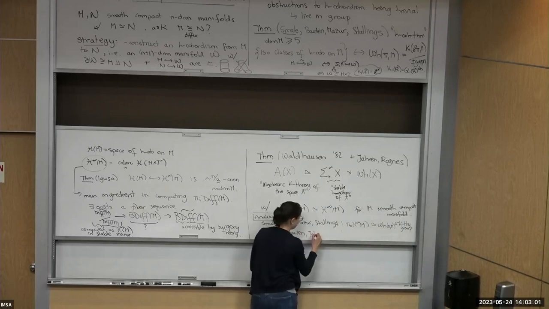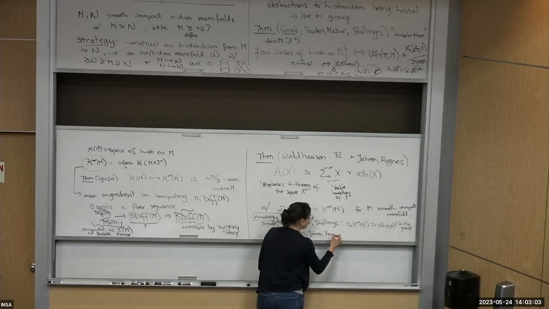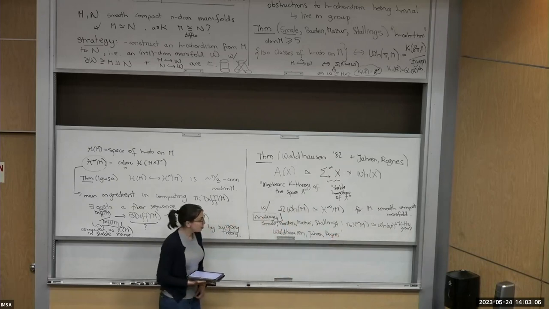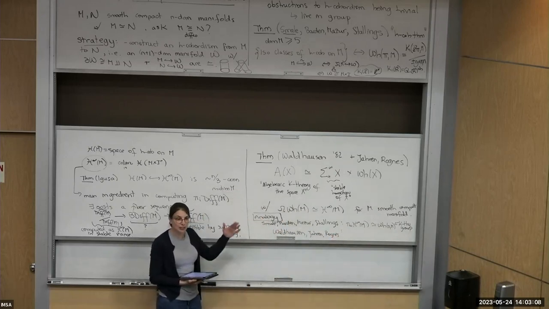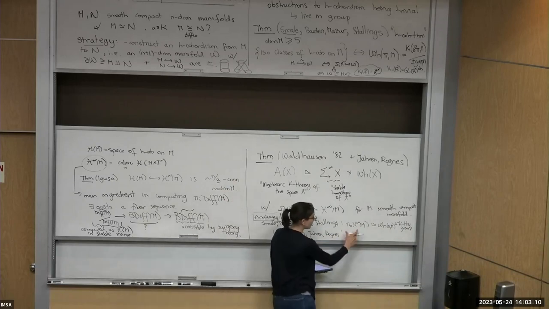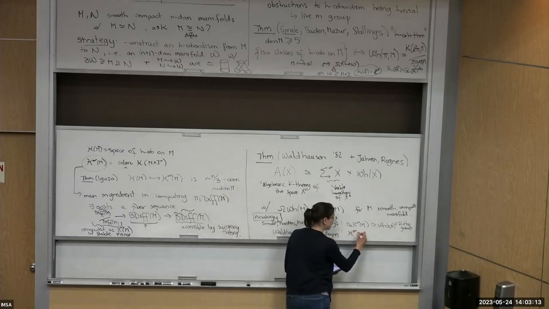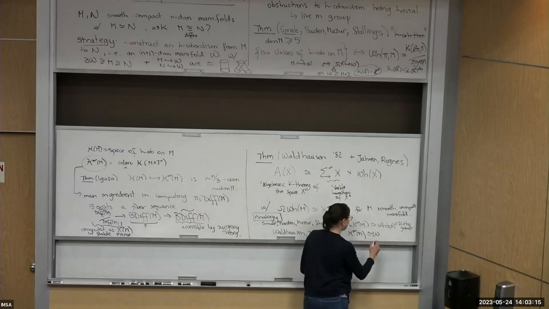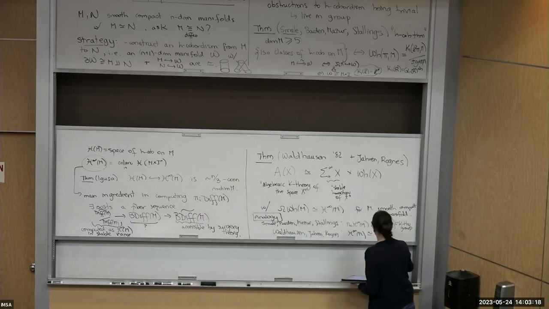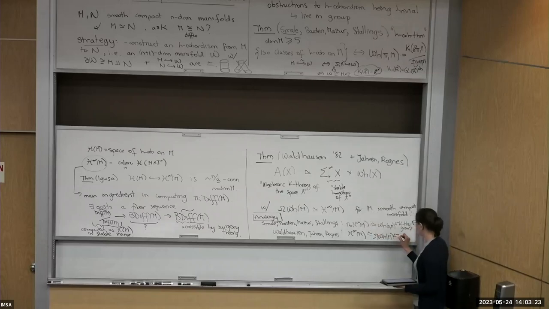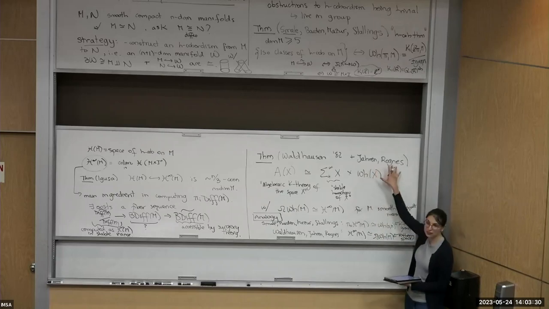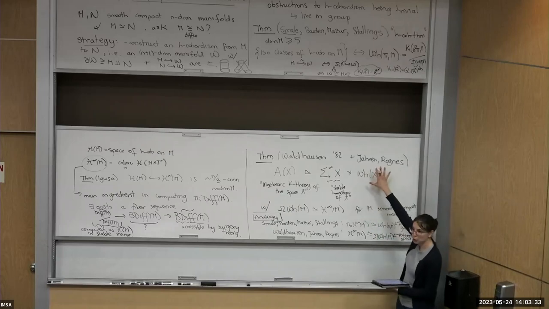is that this is not just a pi naught statement, but really a spectrum or space level statement. So you can lift this from pi naught and say that the entire h-cobordism space is expressed in terms of a K-theory space. So it expresses the entire stable h-cobordism space in terms of algebraic K-theory.